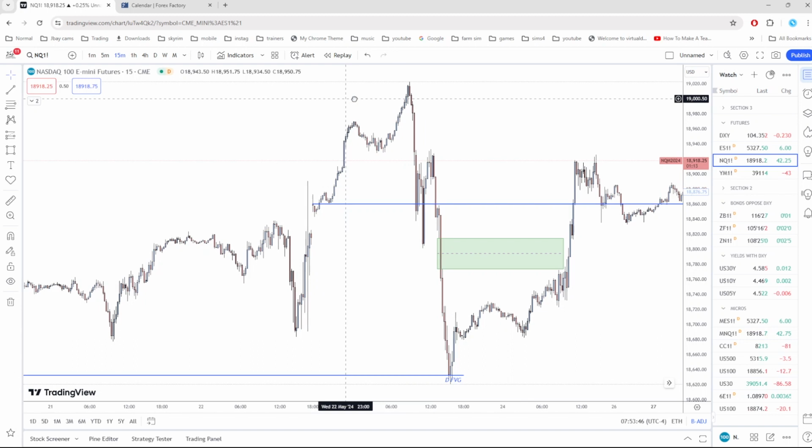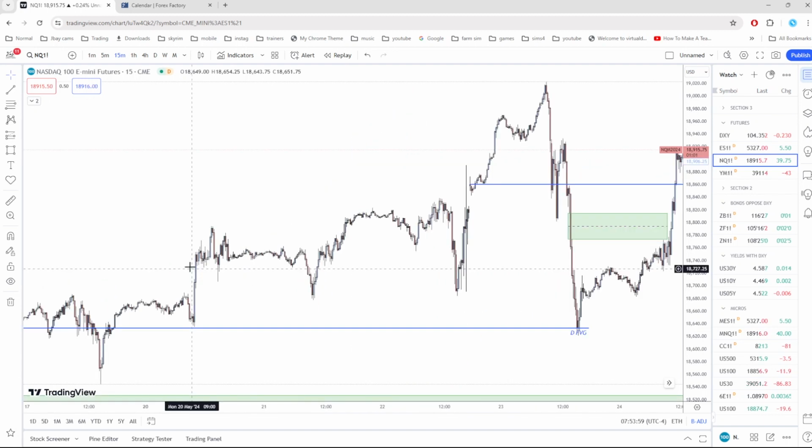So let's jump into the NAS, and we are looking at a 15-minute chart. And as an example, let's quickly just look at this week's price action.